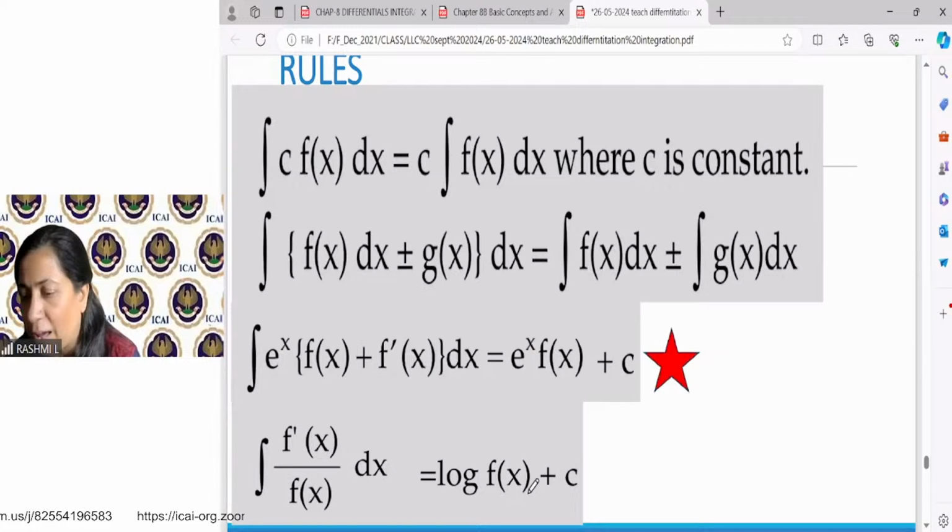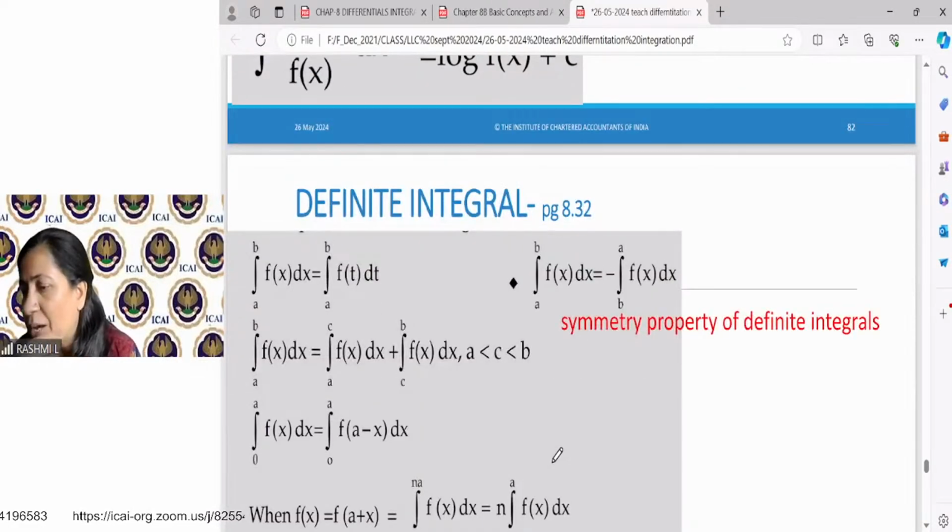So if I have the integral where the function is there and the derivative of the function is available in the numerator, then it is equal to log of fx plus c. Again, this whole thing you can do and you can get the same answers. Then here they may ask you what is the symmetric property of definite integral.